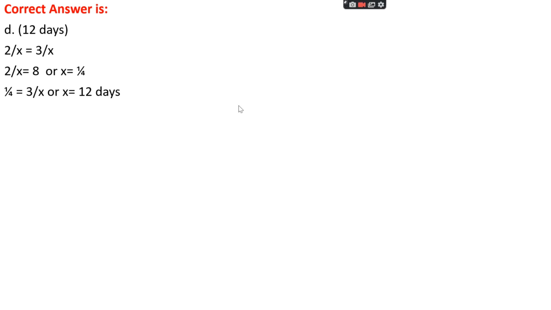A's 2 days work, that is 2 by X, is equal to B's 3 days work, that's 3 by X. It means that 2 by X is equal to 8, since A completes the work in 8 days. So X is equal to 1 by 4. It means that 1 by 4 is equal to 3 by X, or X is equal to 12 days. Because 2 days work is equal to 3 days work, we got 12 days.